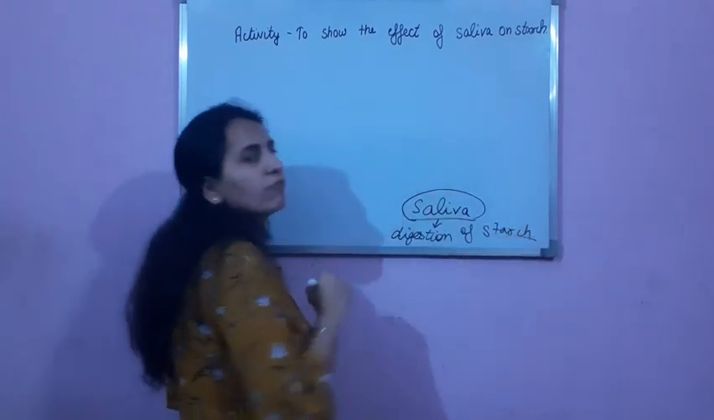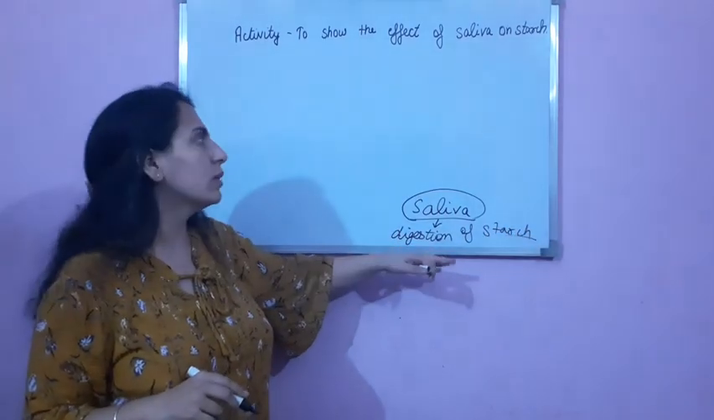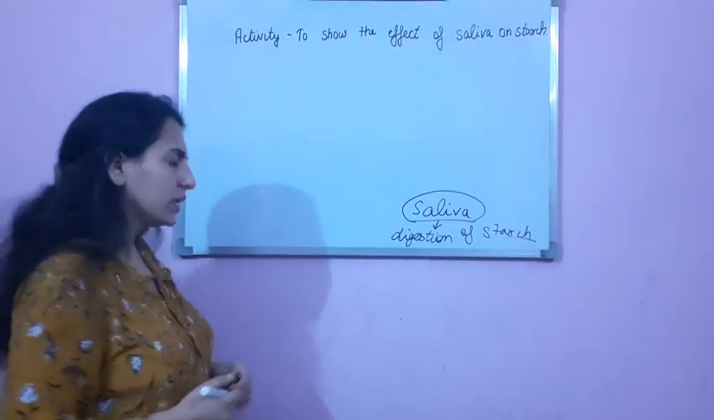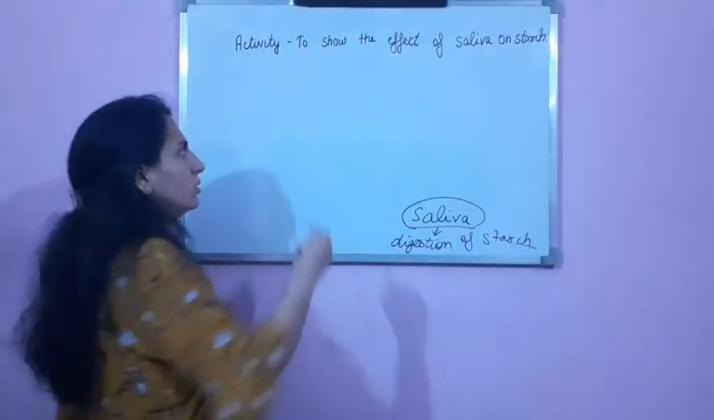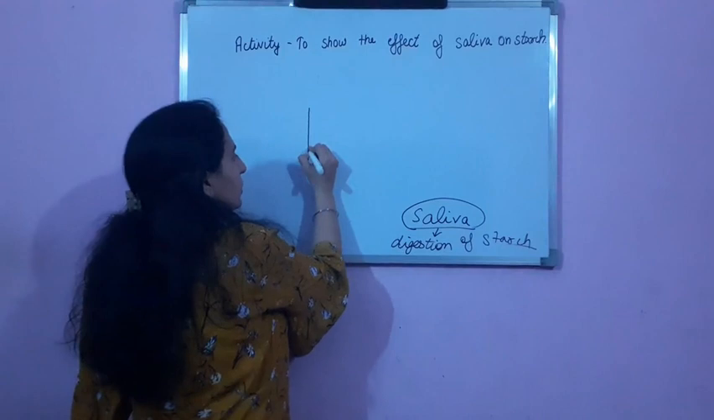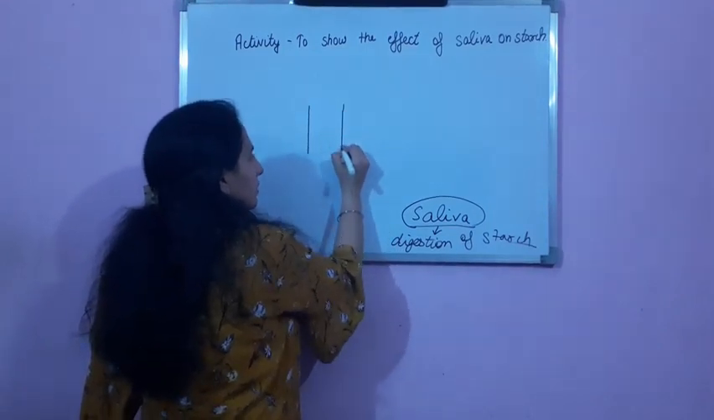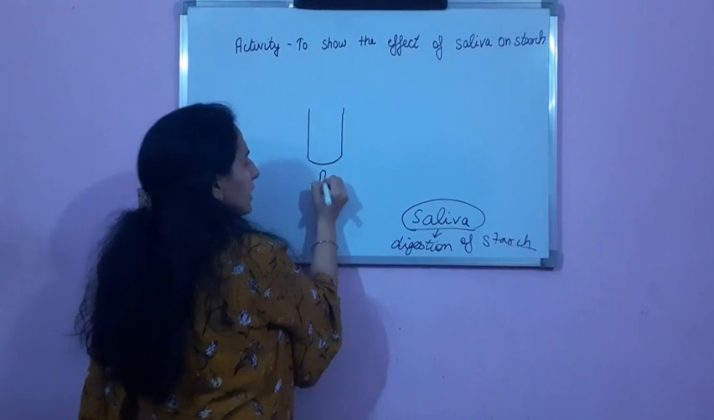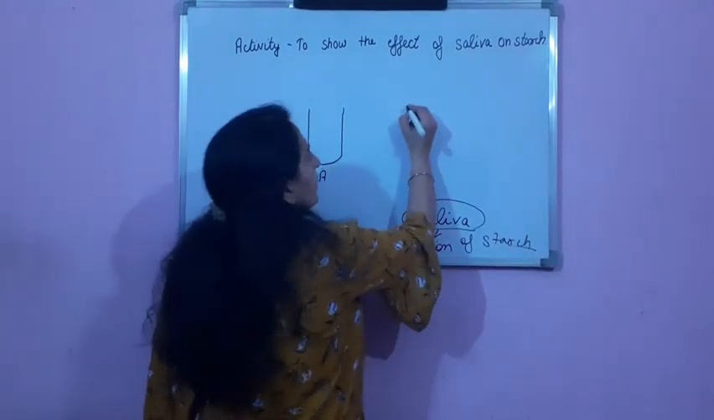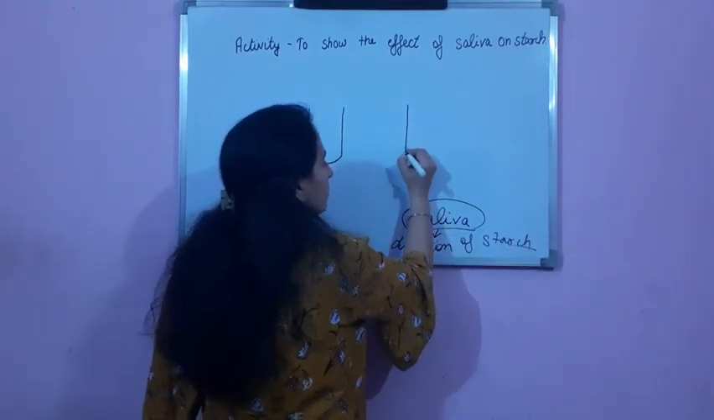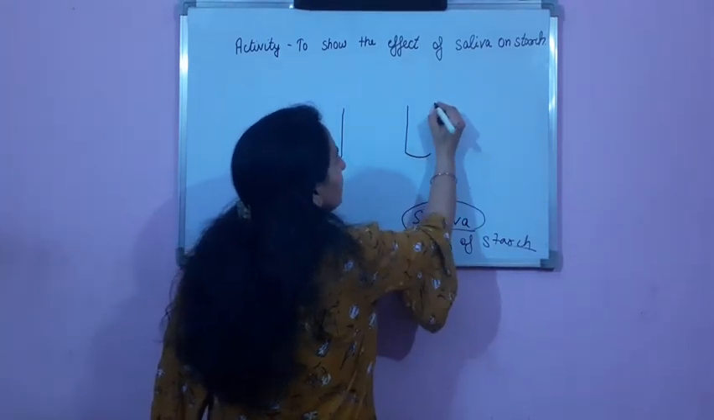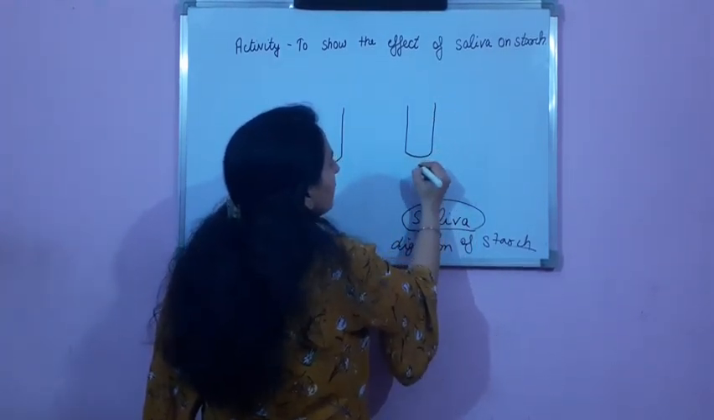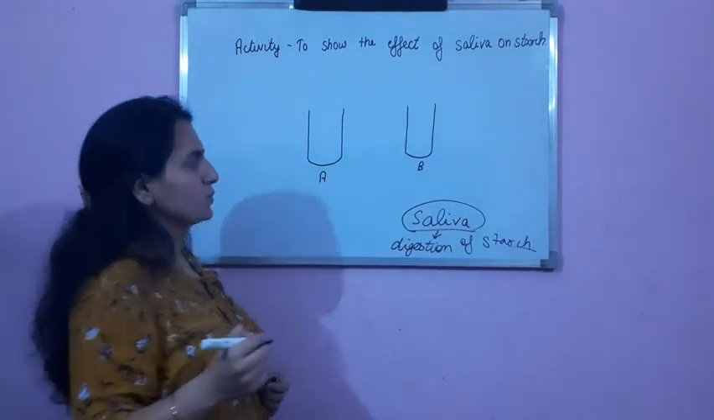Now, we have to prove this thing with the help of an activity. Clear? Now, what we have to do? Firstly, we have to take two test tubes. This is the first test tube. I label it as A. Now, here I am having the second test tube and I label it as B. So, I have taken two test tubes.